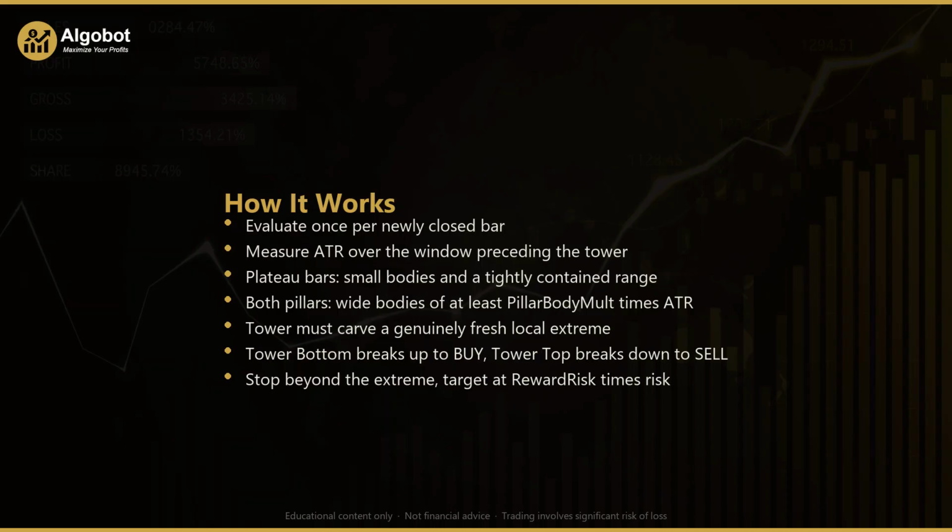The stop sits just below the tower's low, buffered by stop buffer multiple times ATR, and the take profit is placed at reward risk times the risk distance, defaulting to 2 to 1.